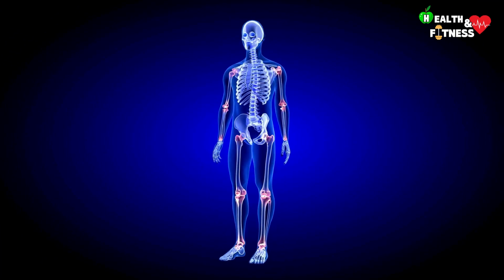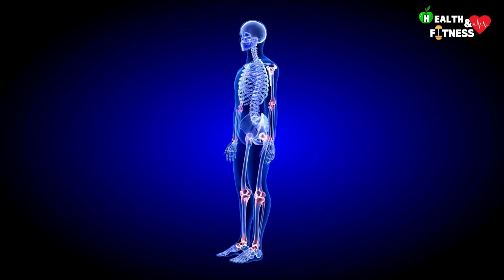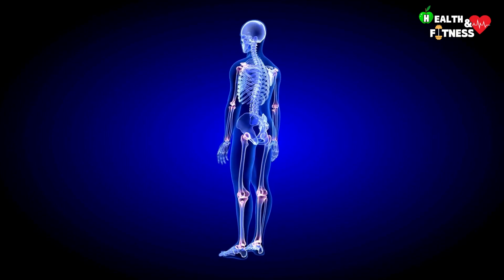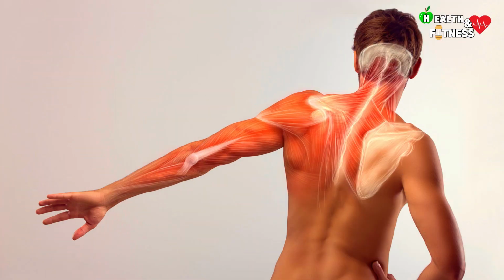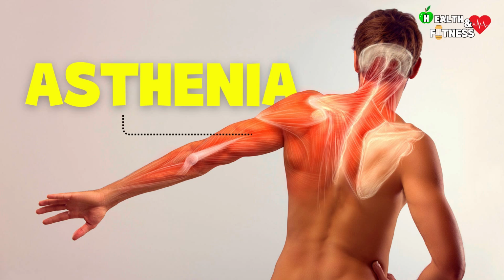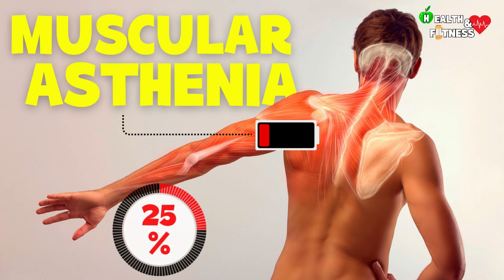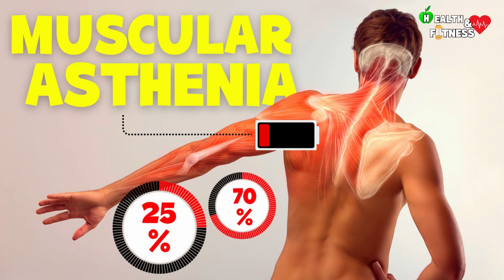High levels of inflammation in the body and joint pain are the main triggers of fatigue related to rheumatoid arthritis. When the state of asthenia involves the muscles of the body, it is called muscular asthenia and is characterized by a decrease in muscle strength, estimated at a percentage ranging from 25 to 70% compared to healthy subjects.